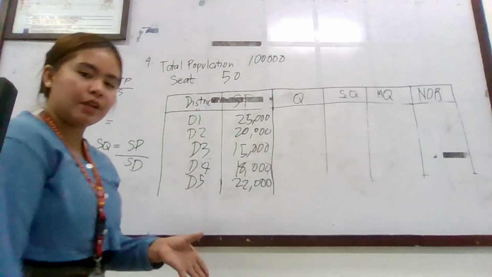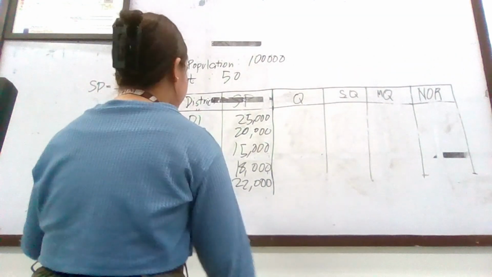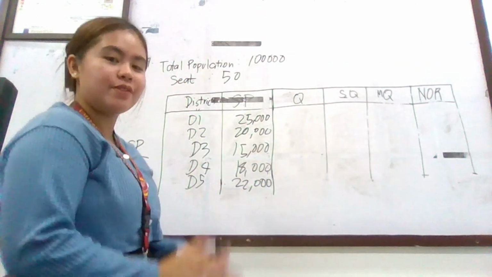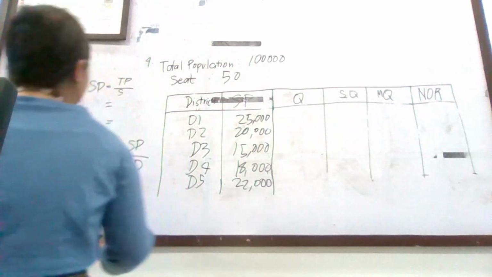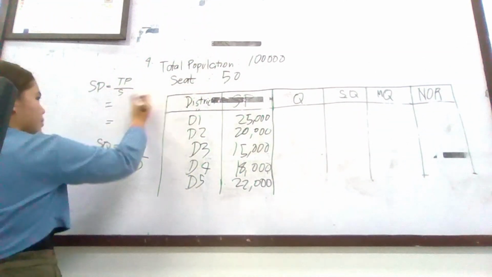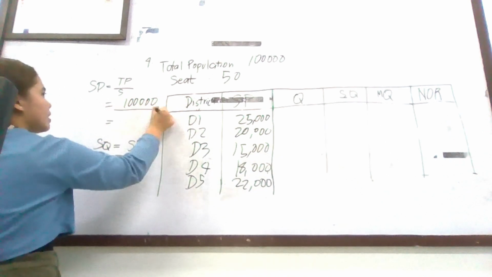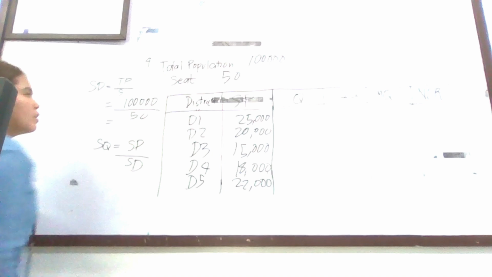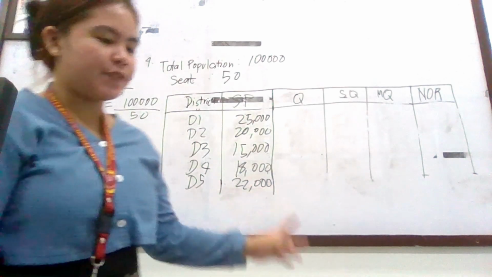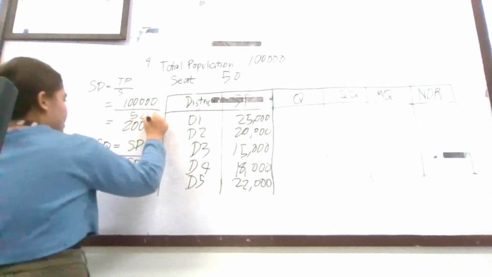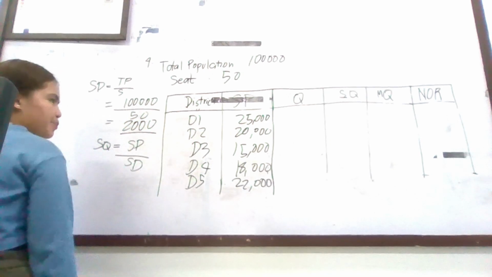So let us get first our standard divisor. After knowing all of the given, let us solve now our standard divisor. So total population over number of seats. So we have 100,000 divided by 50. So 100,000 divided by 50 will give us 2,000. So this is our standard divisor.